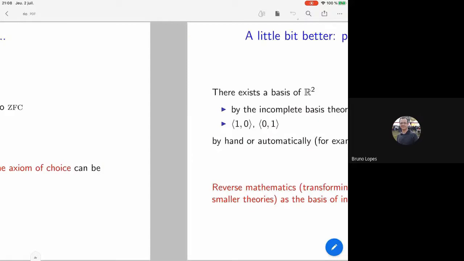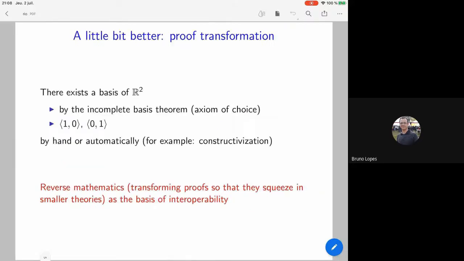Sometimes we can do a little bit better, and we can transform the proof before we move it from one system to another. And this is my favorite example of a theorem. The theorem proves that there exists a basis in the vector space R square. The first proof you can imagine is to use the incomplete basis theorem, which tells you that every vector space has a base. And of course, the proof of this theorem has to use the axiom of choice, because we know that this theorem does not hold in models of set theory where the axiom of choice is not valid.